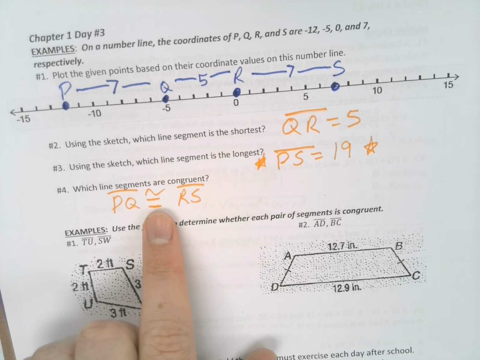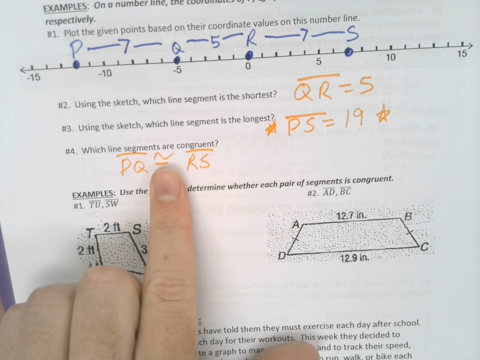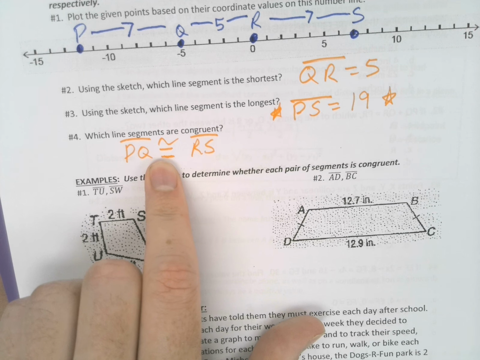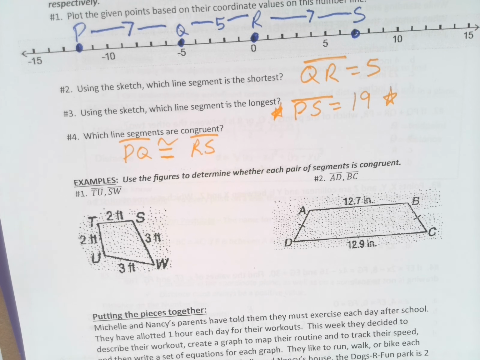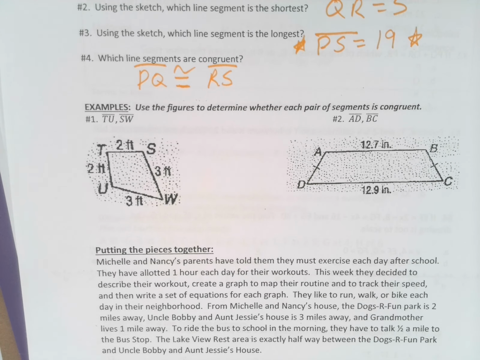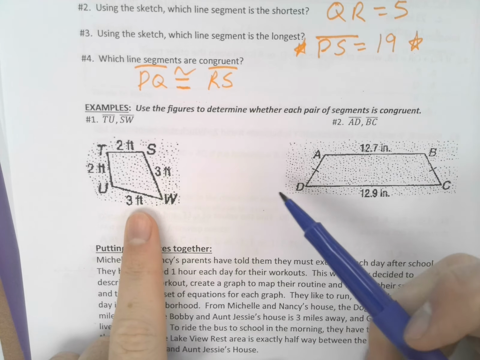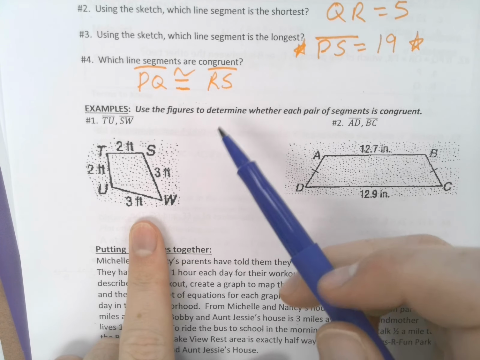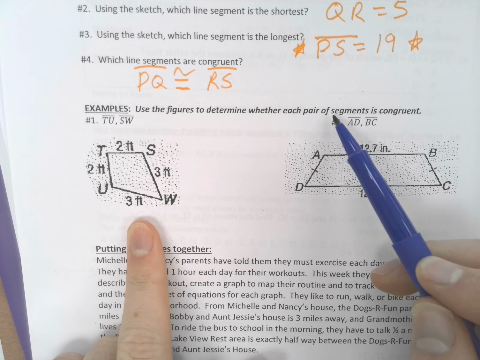And then we're busting out the squiggly line. That's what's up. We got PQ and RS that are congruent. Let's finish strong here, guys. Finish strong. Next 2 problems, we're just going to say, hey, are these segments congruent or not?